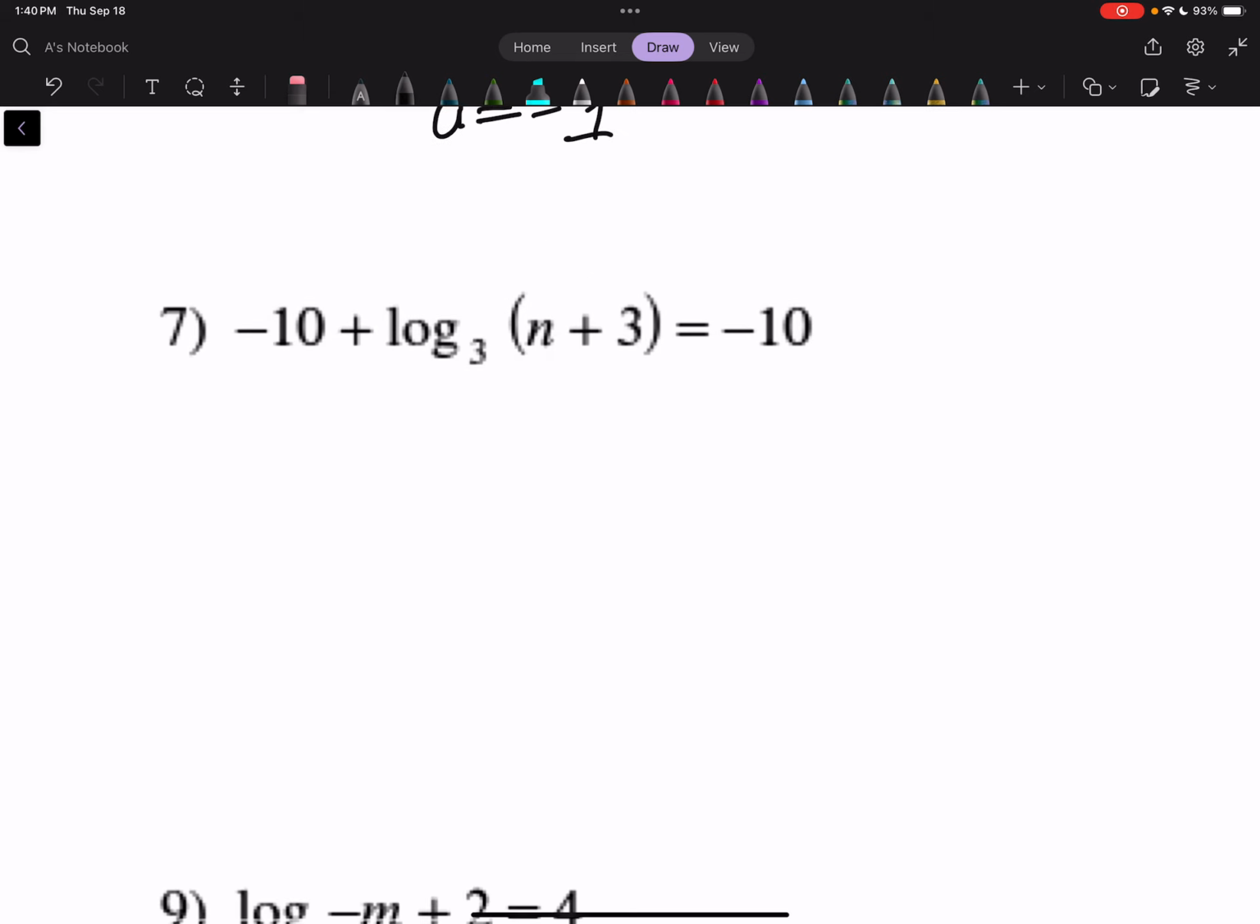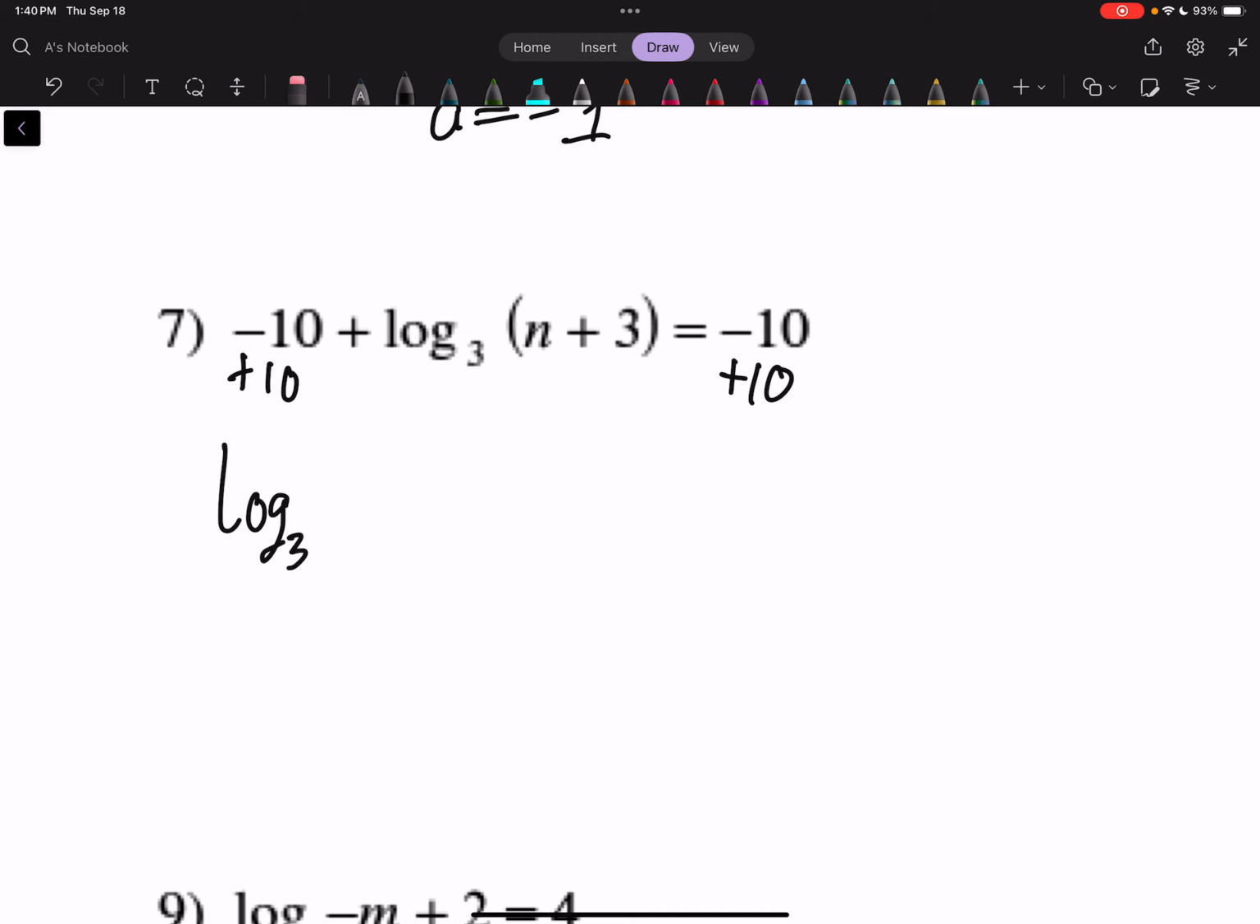When I get to number 7, I can no longer drop the log because it is not equal to a log on the right side. So I'm going to get this log base 3 by itself. I'm going to add 10. So log base 3 of n plus 3 equals 0.